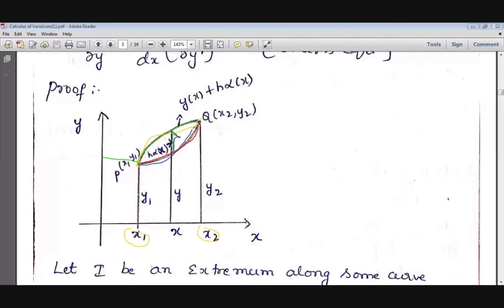So this is y. This is y of x, meaning how will you get this? By adding this y value, right? So what is this y value? h into alpha of x. That's why y of x plus h alpha of x. Okay.